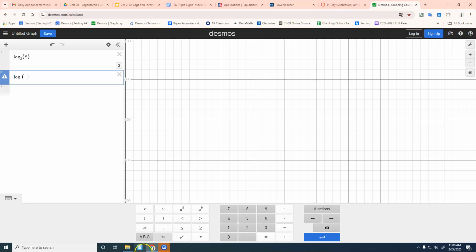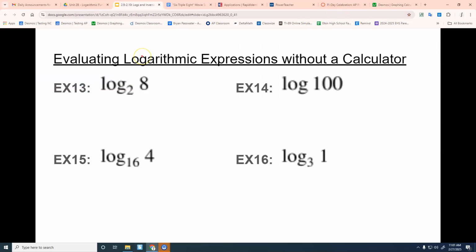But a lot of times this shows up on calculator inactive, in which case that is not helpful to you. So I'm going to show you 2 different ways that you can analyze these. Okay, so the first is to rewrite it as an exponential.